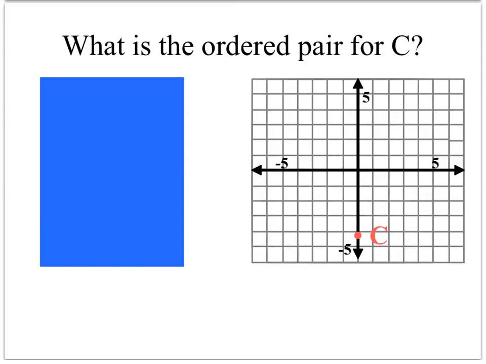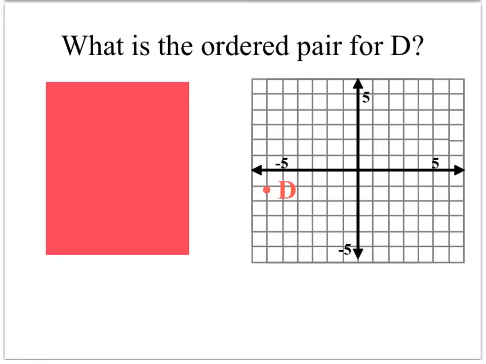Here we have another example. What would be the ordered pair for point C? The answer for the ordered pair for point C would be (0, -4). You can see that it's 0 because it did not move from the y-axis, and then it went down 4 units, 1, 2, 3, 4, down the y-axis, and that's where your -4 comes into play.